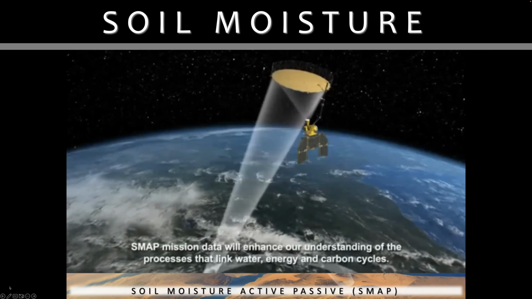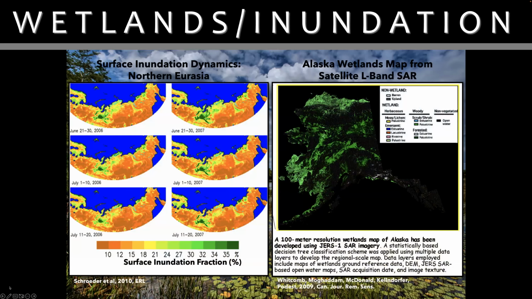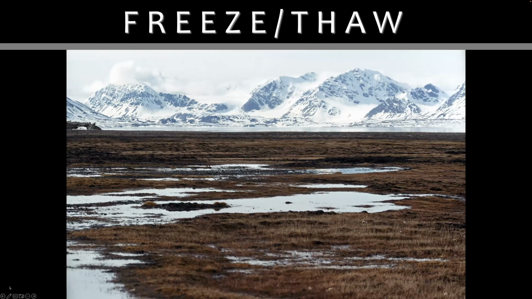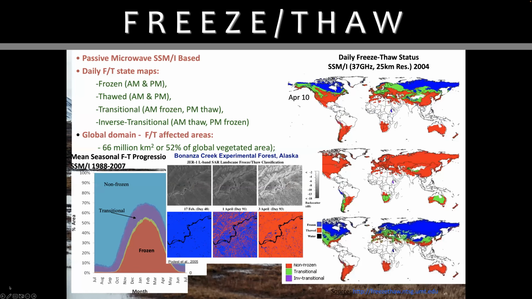It can also be useful for getting at wetlands and other types of missions, including radar, and the upcoming NISAR mission will get us wetland and inundation, as well as freeze-thaw dynamics. And these are products out of SMAP and other missions as well.